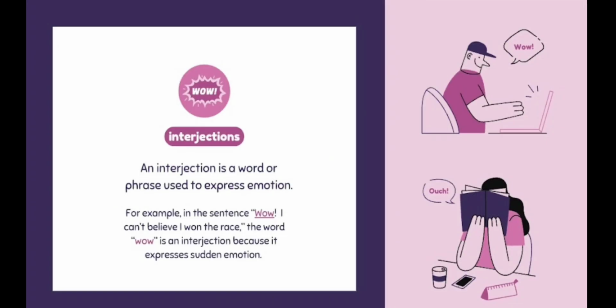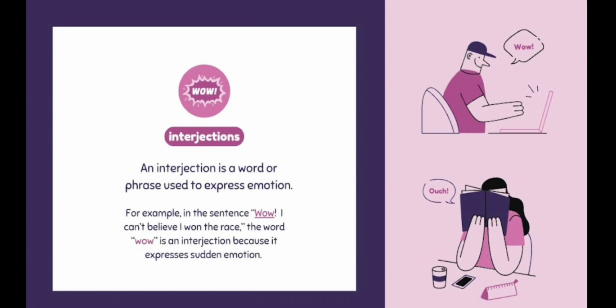And the next one is interjections. An interjection is a word or phrase used to express emotions. For example, in the sentence, "Wow, I can't believe I won the race," the word "wow" is an interjection because it expresses sudden emotions.